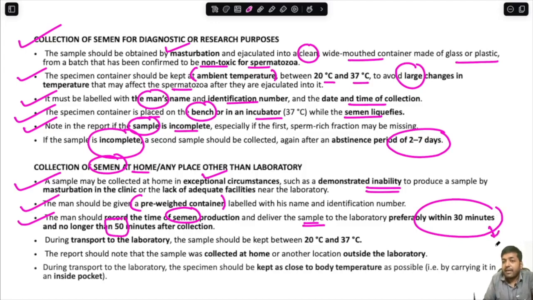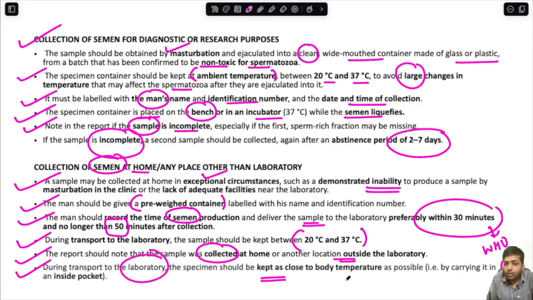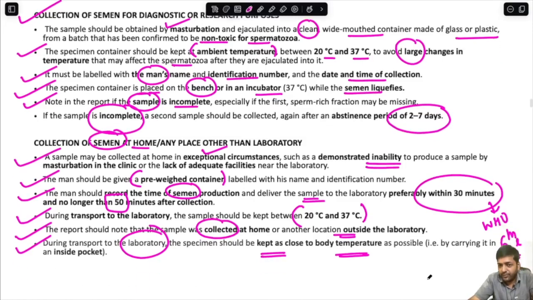These timings have been introduced by the WHO and modified and updated in the 6th edition. During transport to the laboratory, the sample should be kept between 20 and 37 degrees centigrade. The report should note that the sample was collected at home or another location outside the laboratory. During transport, the specimen should be kept as close to body temperature as possible, that is by carrying it in an inside pocket. So these are some of the guidelines for semen collection at home. In your viva, it is a favorite question of examiners: what are the guidelines for semen collection outside the laboratory?